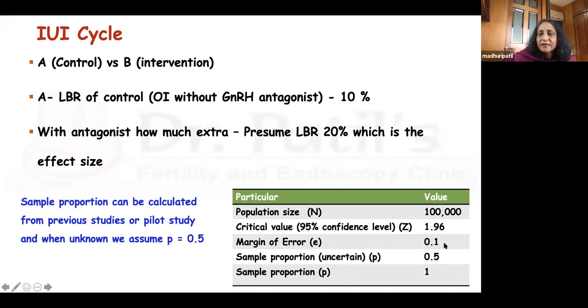So here it is 10. So therefore it becomes a 1 over here. And then the sample.